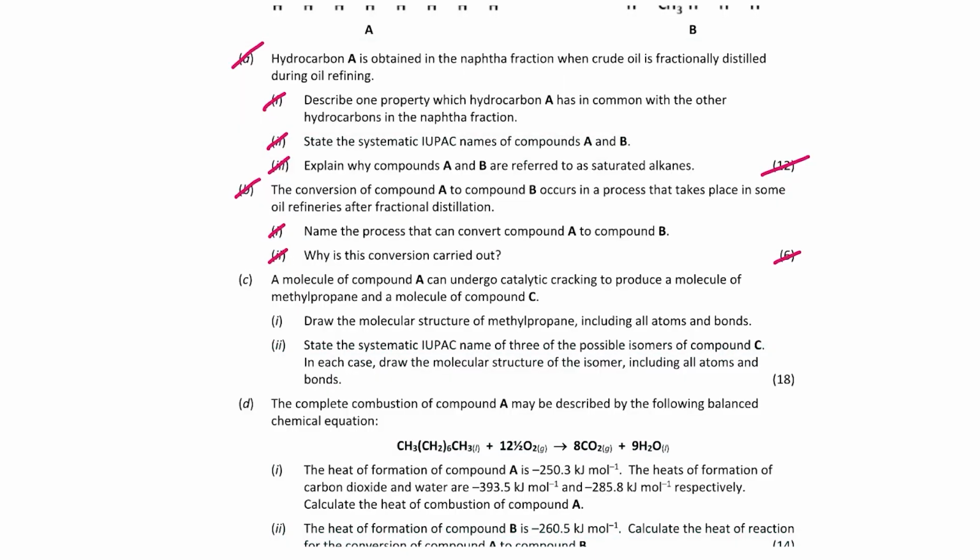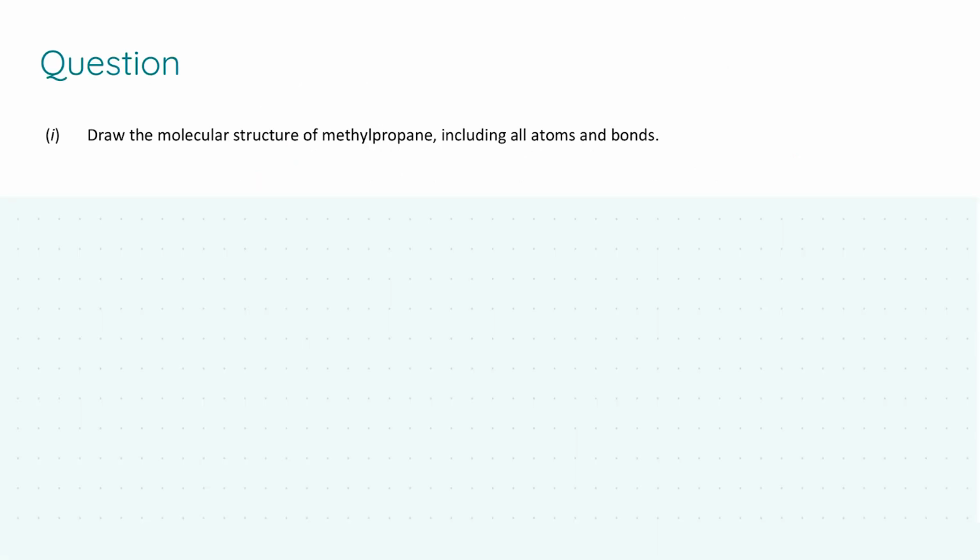So we'll go on now to part C, which is all about the structure of the hydrocarbons. In the first part here, they're asking us to draw the molecular structure of methyl propane, including all atoms and bonds. So with the methyl propane, there's kind of 2 distinct parts here. So you have the methyl group and you have the propane. So we'll break it down into its 2 parts and do it step by step.